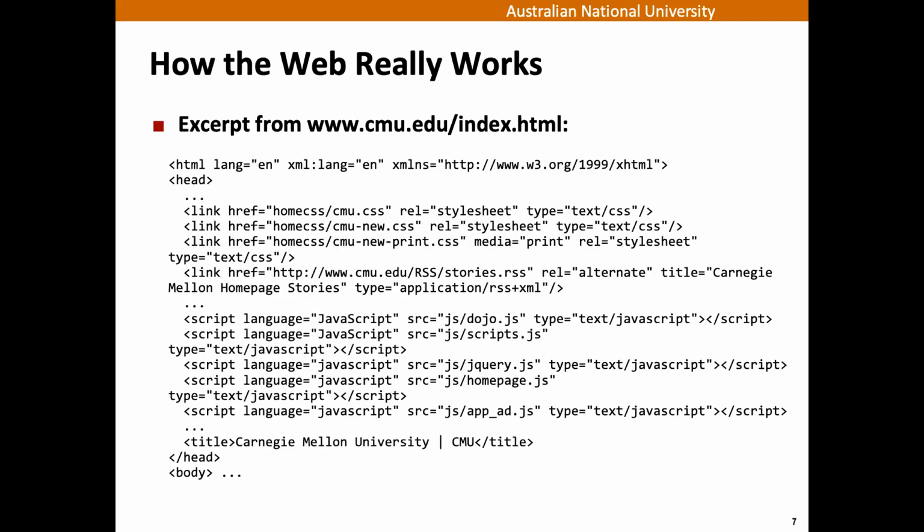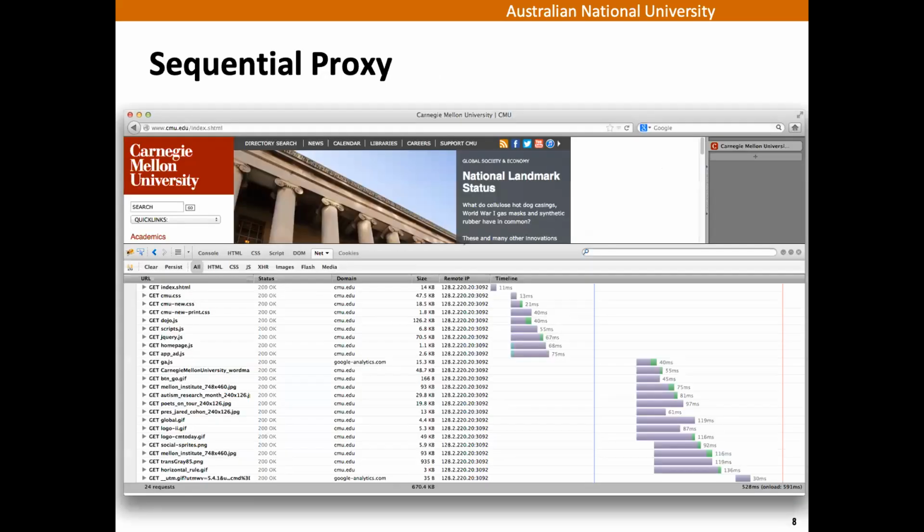So this is CMU's page, and you can see that there's a lot of hyperlinks. Most clients have some kind of a web inspector. This is Safari, I think. It actually shows you the transfers that are taking place.